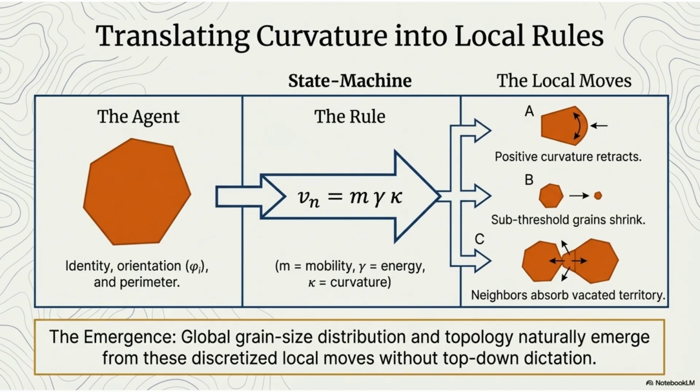Agent-based modeling translates physical concepts, like curvature, into local rules. An agent, with its identity and orientation, follows a rule defined by mobility, energy, and curvature. This leads to local moves, such as retraction, shrinking, or neighbors absorbing territory. Global distributions emerge naturally, without top-down instructions.